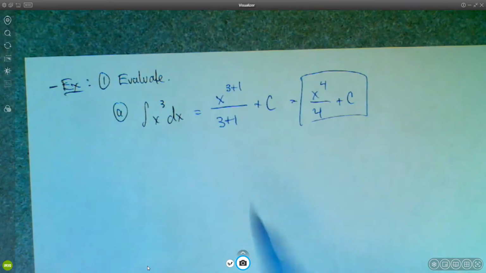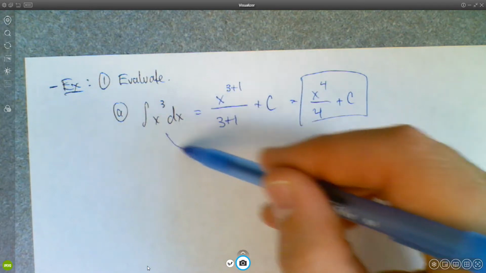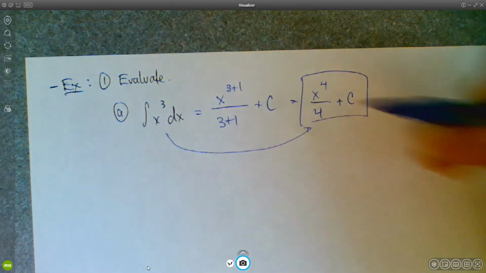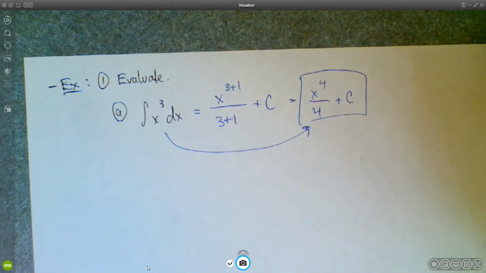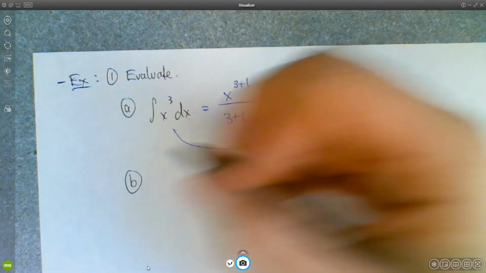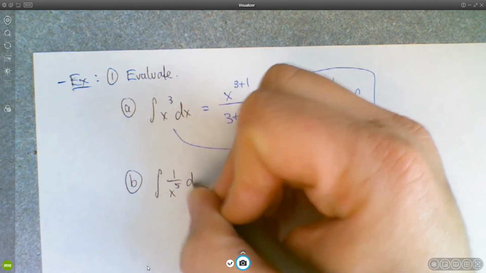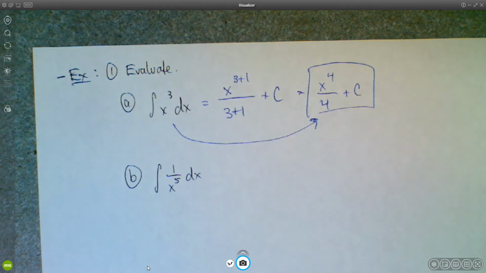Now, you don't have to write out this middle step. In fact, I want you to get to the point where you can jump straight from here to here. I just wrote it out now because this is the first time we're doing this, so I wanted you to see my reasoning. Okay? Let's do another one. See if you can pause the video and figure this one out on your own. Integral of 1 over x to the 5th.